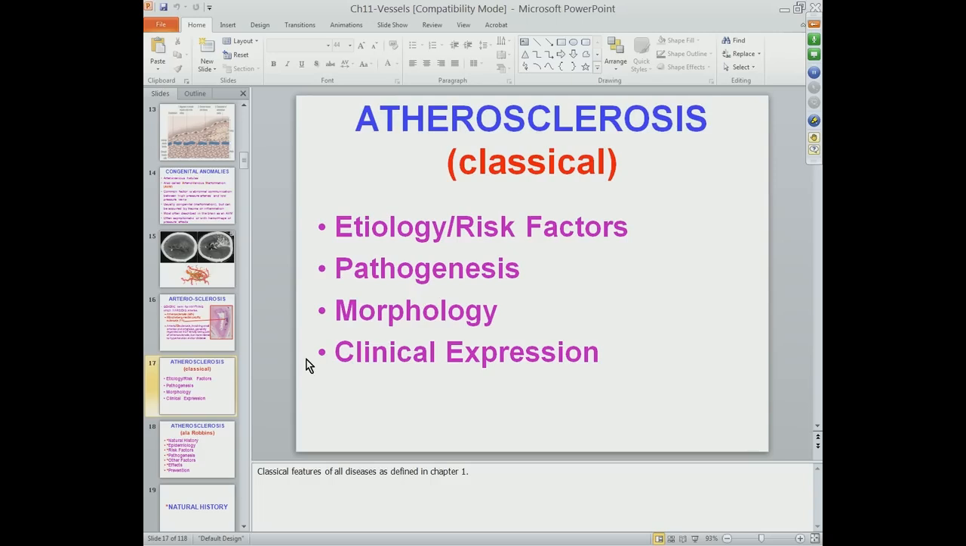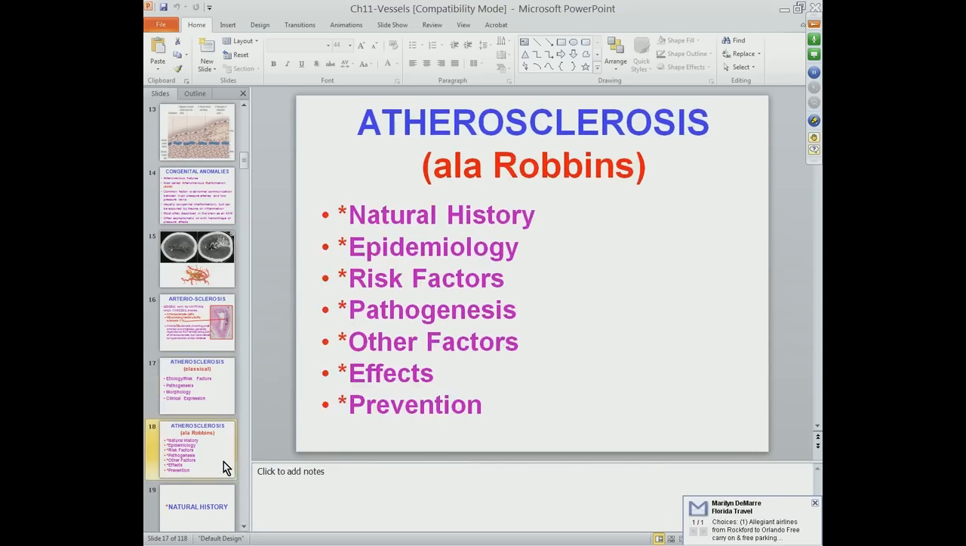Well, can I tell you something? More often than not, it's just regular old atherosclerosis. So, these are the 4 classical features of all diseases. If you don't have them, you don't have a disease. This is how Robbins handles it.